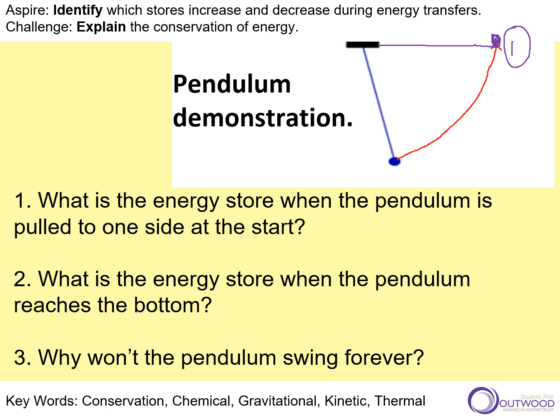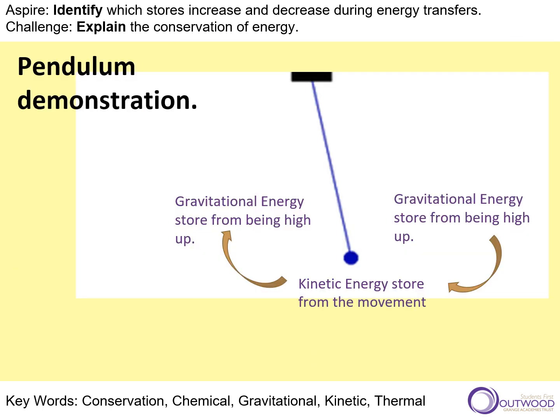Right, so let's have a look. Number 1 we spoke about was gravitational potential. And actually I'm going to show you another diagram. What we've got here is the same pendulum demonstration, however I've just got a little bit extra text. So what we've got is the gravitational energy store from being up high. When it was up here, it had a gravitational potential energy store.